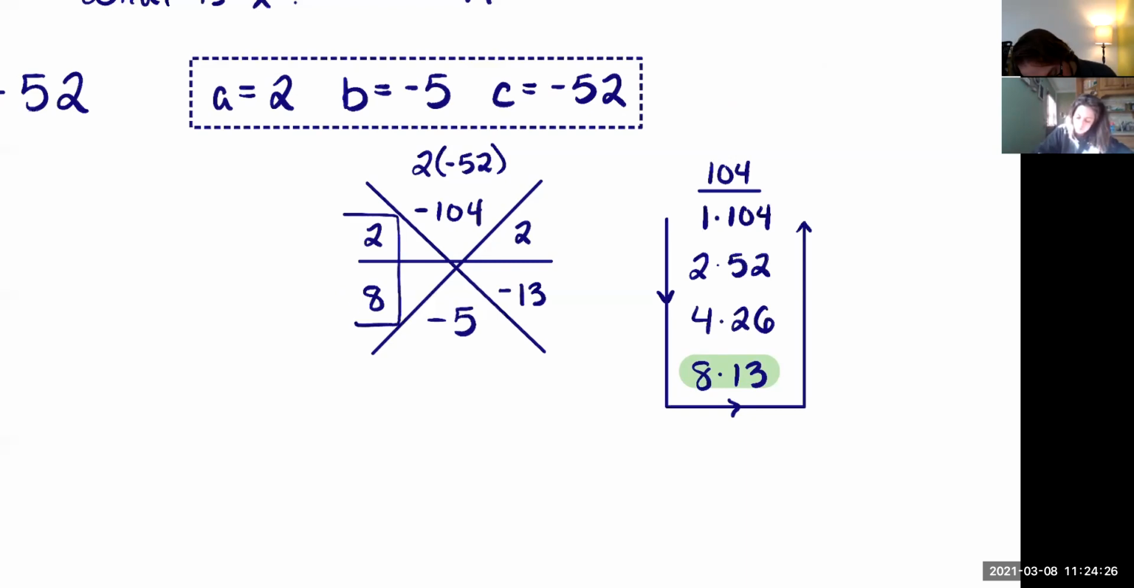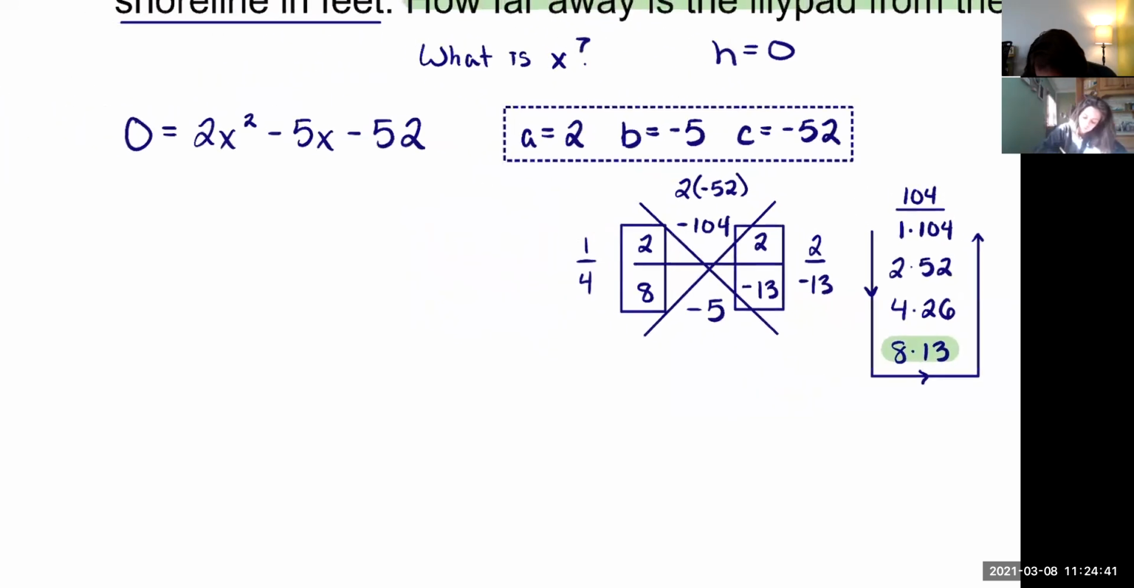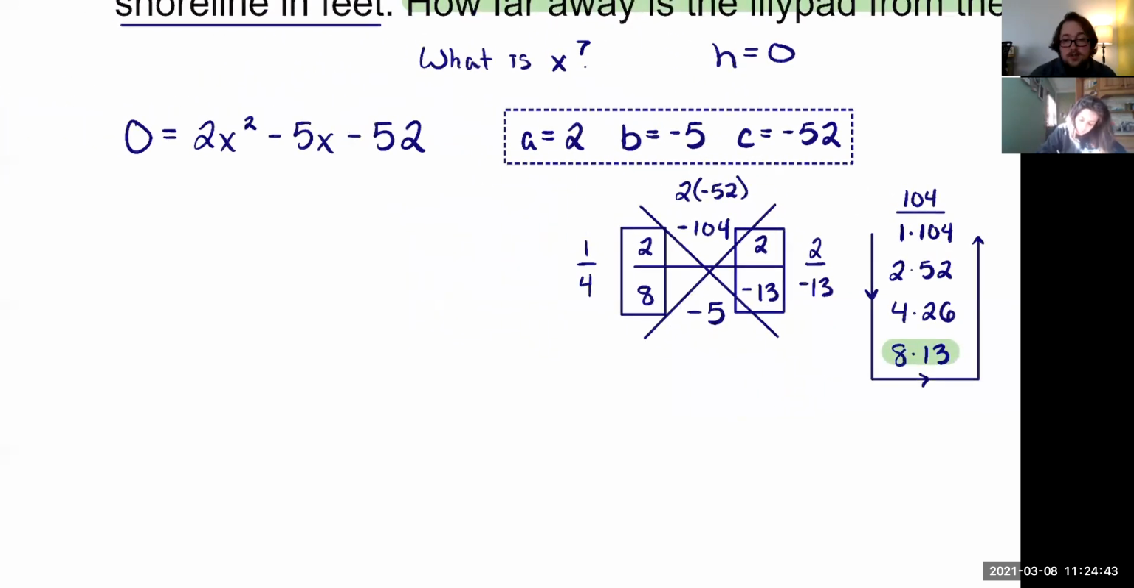Now, do either of these pairs simplify? Yes. Which one? The one that you just taught, the 2 and the 8. The 2 and the 8, divide out a 2 from each, you get 1 over 4. The 2 over negative 13 is already simplified. So remember, we're still in equation mode. So those binomials are helping me solve this equation. So this equation now can be written as 0 equals, bring back my variable x, 1x plus 4 times the binomial 2x minus 13.